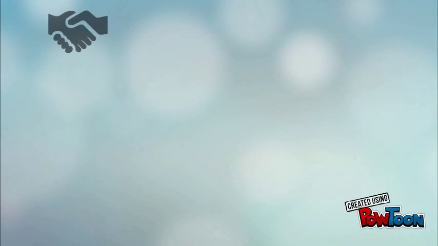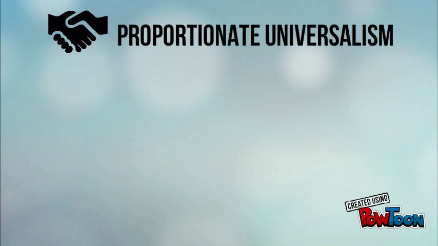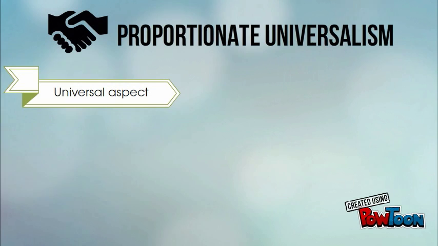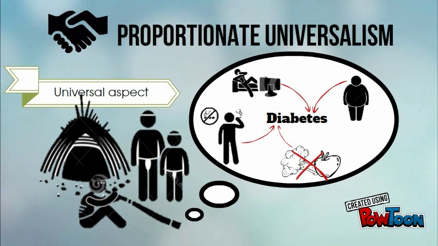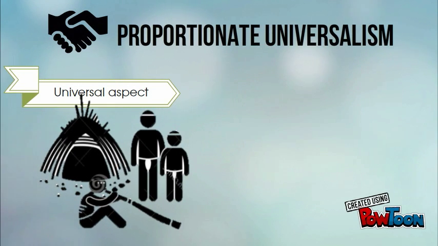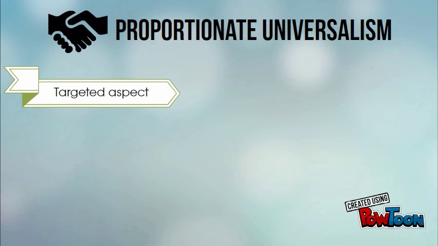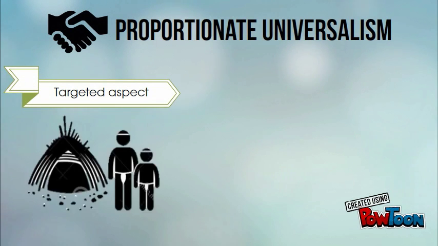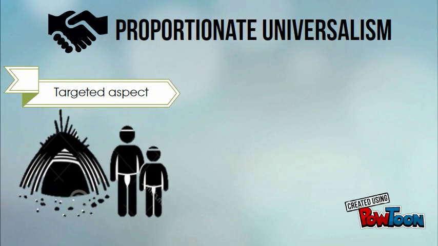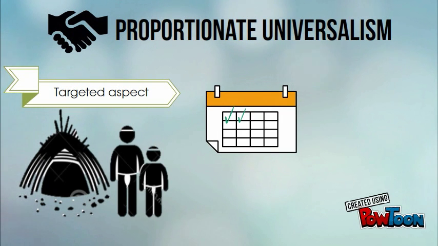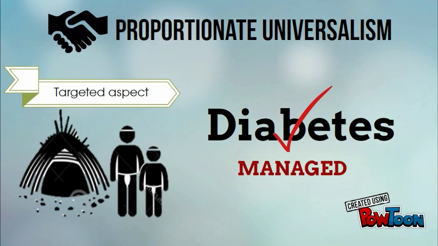This strategy aligns with the proportionate universalism approach because while the universal aspect of this approach improves the health literacy of the pre-diabetic Indigenous population and fosters healthy lifestyle changes like increasing physical activity and healthy food intake, the targeted aspect of this approach will provide diabetic Indigenous people with a better understanding about diabetes and provide them with an individual plan tailored to their blood sugar level for better management and better diabetic health outcomes.